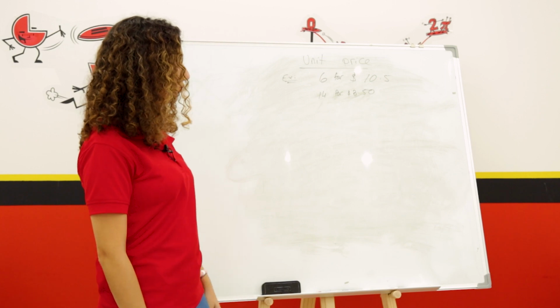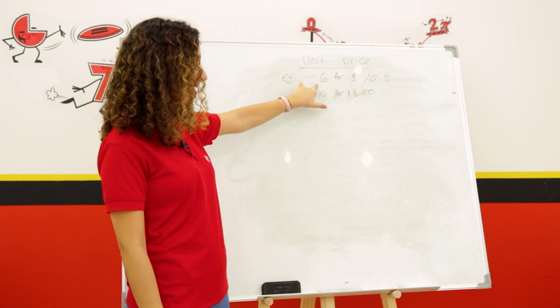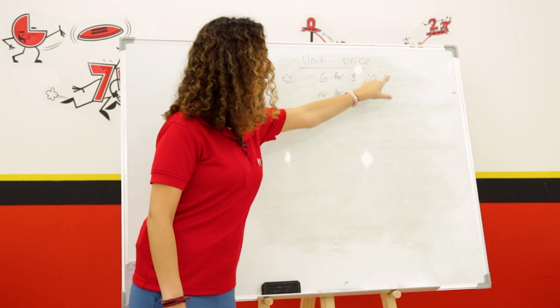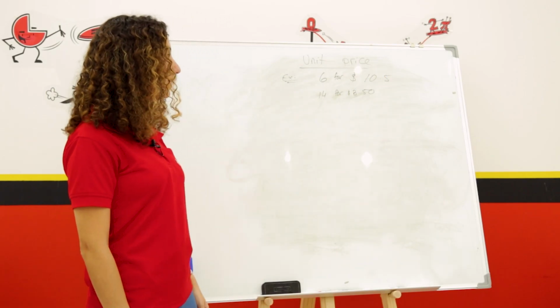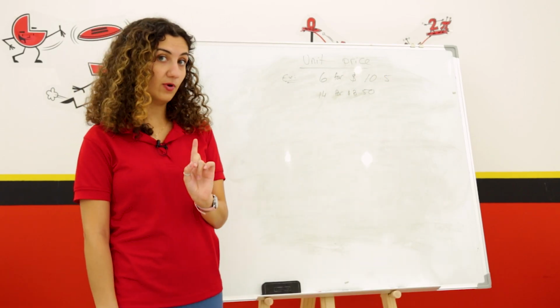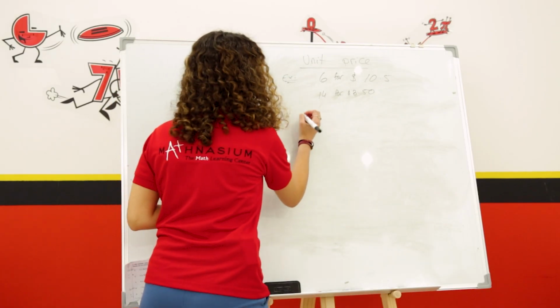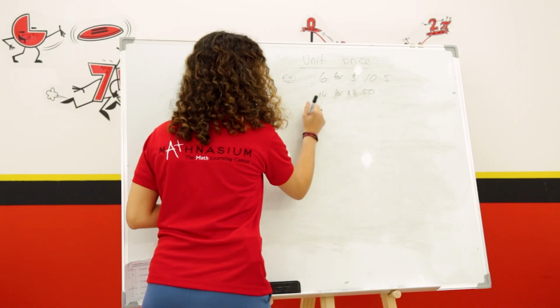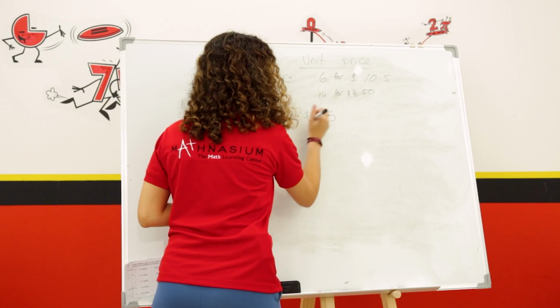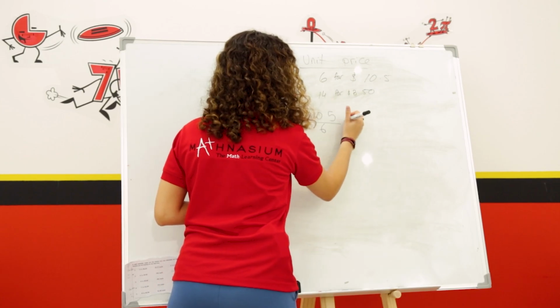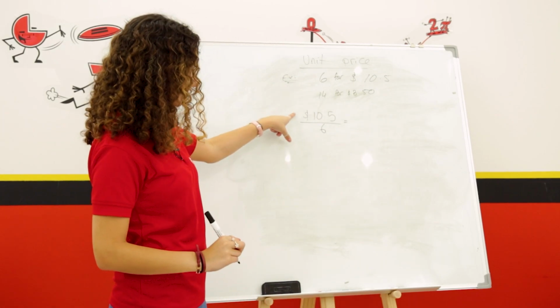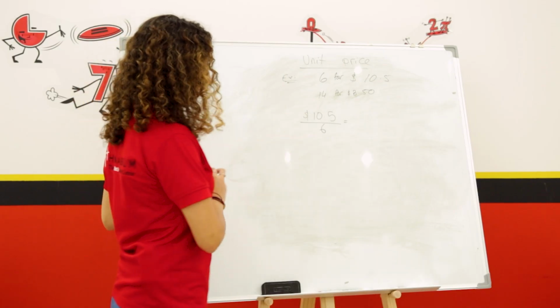If I tell you that you can buy 6 items for $10.5, how much can you buy one item for? To find the unit price, you have to do the total price over the number of items, and that will give you the price per item. So let's do the division.